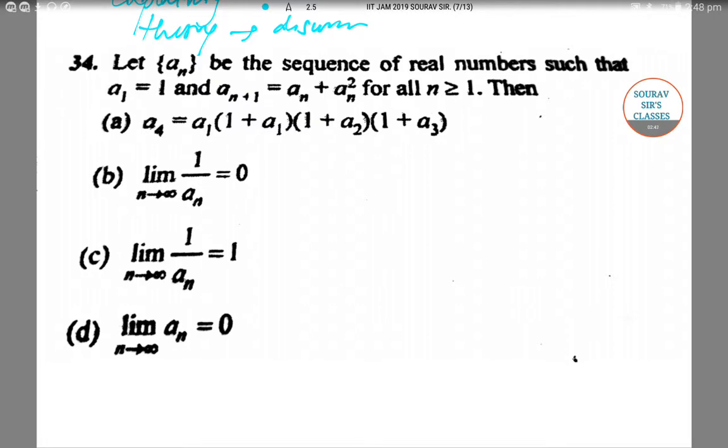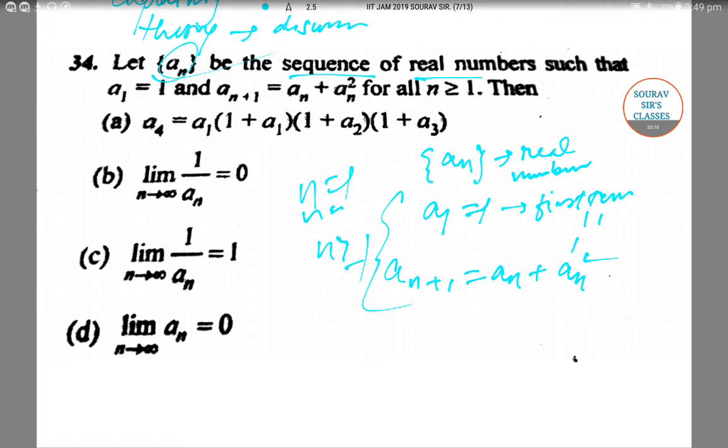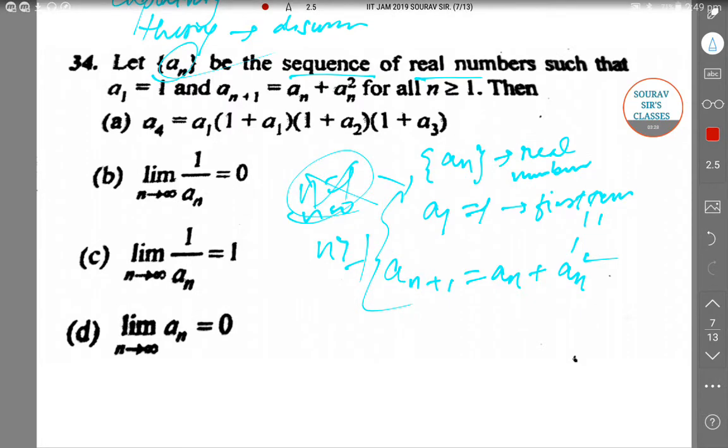Now the question is on your screen. Let a_n be a sequence of real numbers such that a1 is equal to 1, so the first term of the sequence is equal to 1, and a_(n+1) is equal to a_n plus a_n square. These two conditions hold only when n is greater than or equal to 1. This is the given criteria which the question needs to follow.